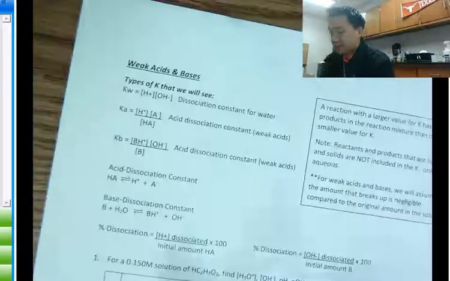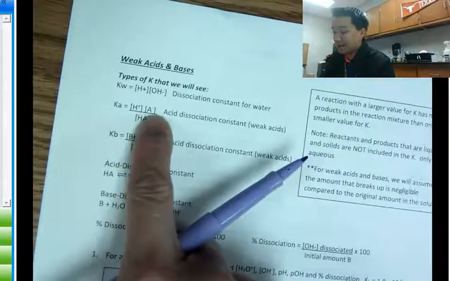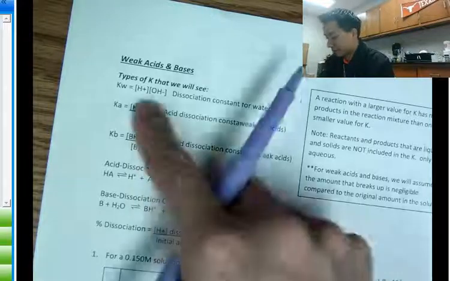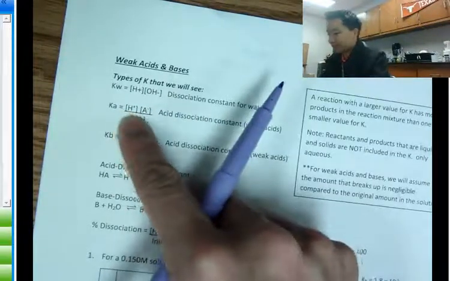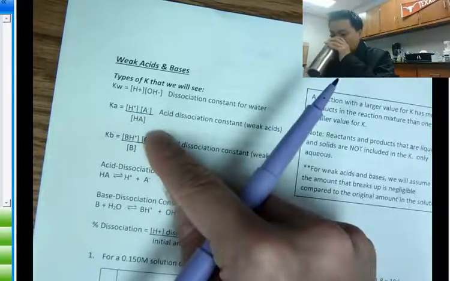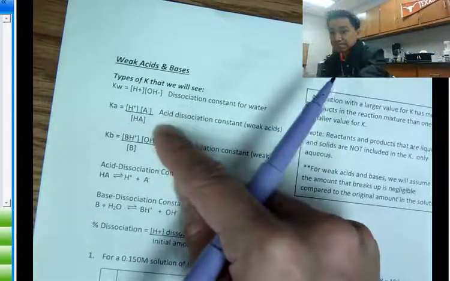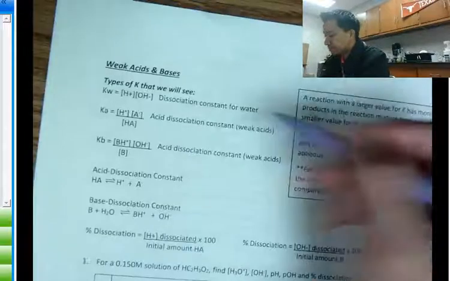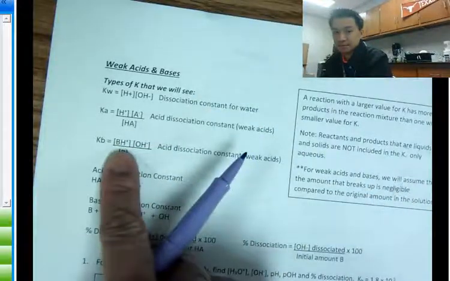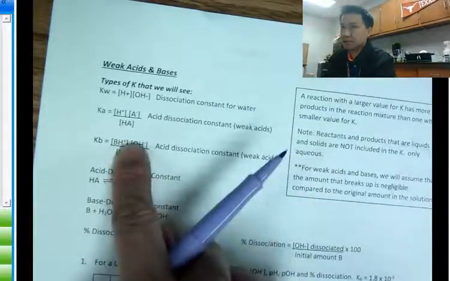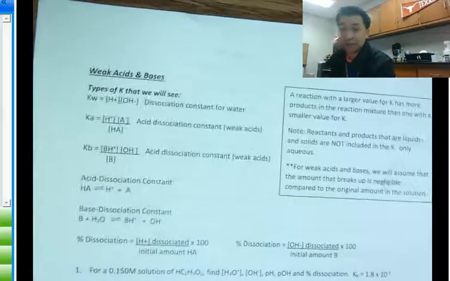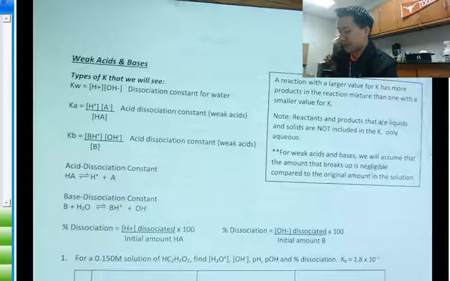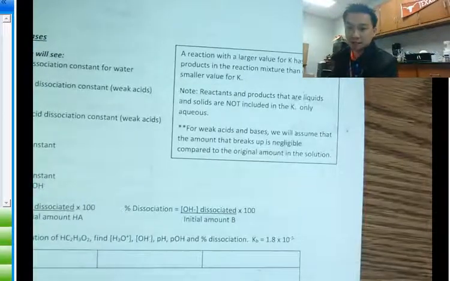That's what the H plus means, and that's what that A minus is. The cation, I'm sorry, I just flipped it backward, but it doesn't matter. I put the cation first here. Same thing for base: the two end products times each other over the original base amount, and you'll get Kb. Ka and Kb will be provided to you all the time.